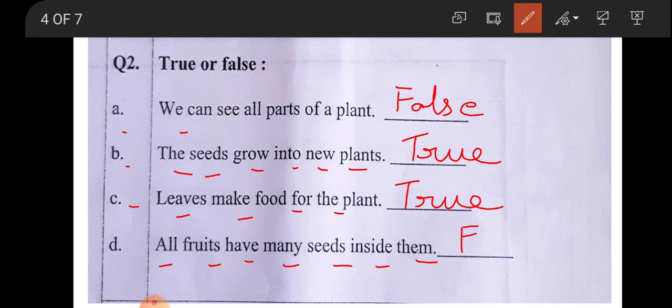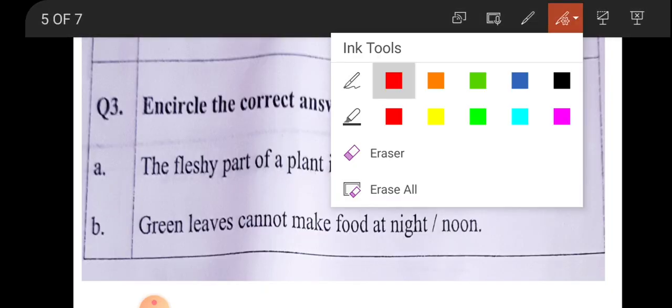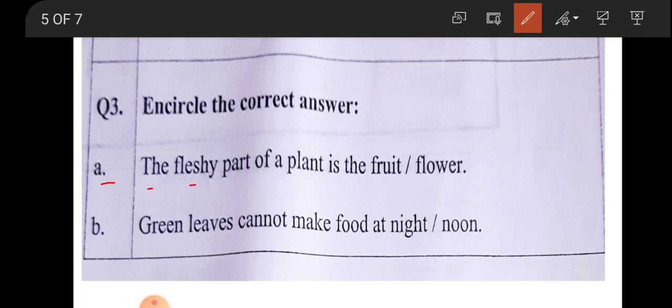नहीं बेटा, some have one or two seeds also. ठीक है. Next, encircle the correct answer. A. The fleshy part of a plant is a. Now two answers they have given. Out of two you have to select any one and the right answer को circle करना. You have to encircle the right answer. It is a fruit or a flower. What is a fleshy part बेटा? आप जो खाते हो? Yes, that is a fruit.